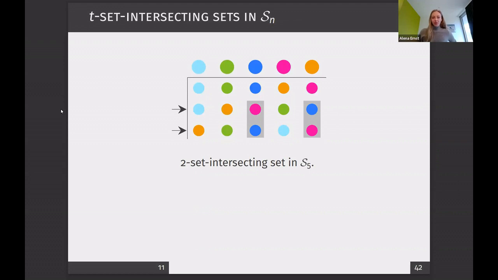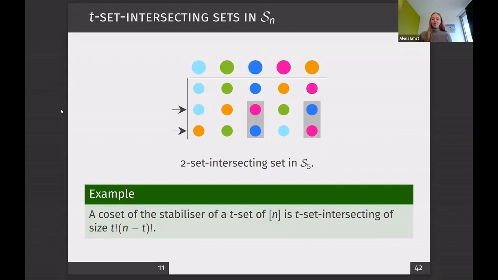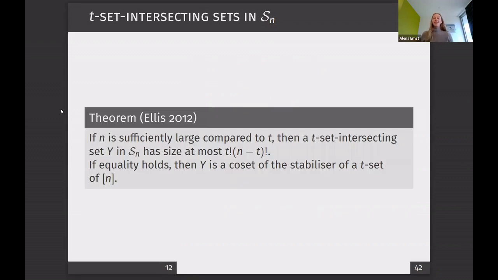So in general, a subset of the symmetric group is t set intersecting if for any two permutations of the subset, we find a t set on which they're equal. And again, a trivial example would be given by any coset of the stabilizer of a t set, which is indeed t set intersecting, and its size is given by the product that you see here. And the question that may arise again is whether this gives us an upper bound on the size of t set intersecting sets, and whether they are the only t set intersecting sets of maximal size. And indeed, this holds at least if n is sufficiently large compared to t, and was proved by Ellis.